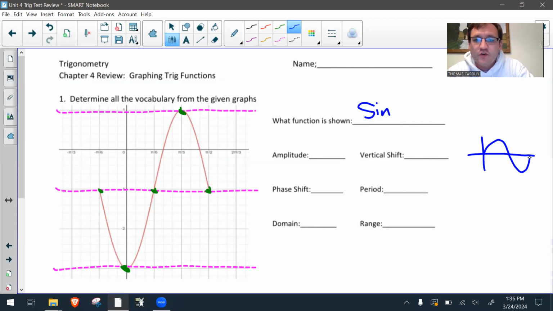What function is being shown? I don't think they want us to get into the whole like writing the equation. That's going to come later. So right now we'll just call it the sine function. And here, we'll put an E on there.